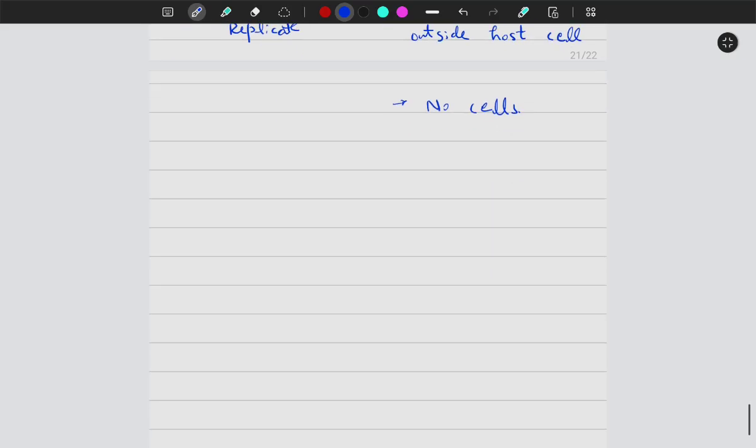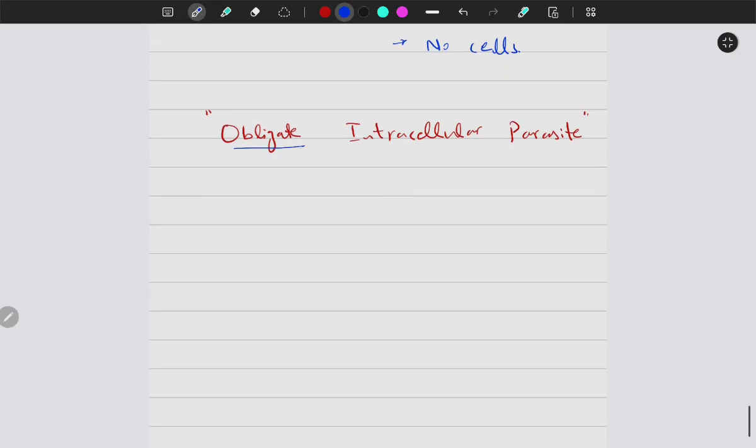So how would you define viruses? You can say viruses are obligate intracellular parasites. I saw this definition in another book. So obligate means that they would only grow inside the host cell, right?